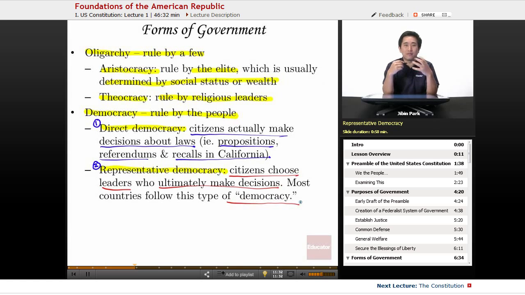You don't have individuals actually trying to have, in a country of 1 million people that's relatively small by world standards, it'd just be so impractical to have everyone involved in terms of direct democracy. So democracy is generally seen to be representative democracy.